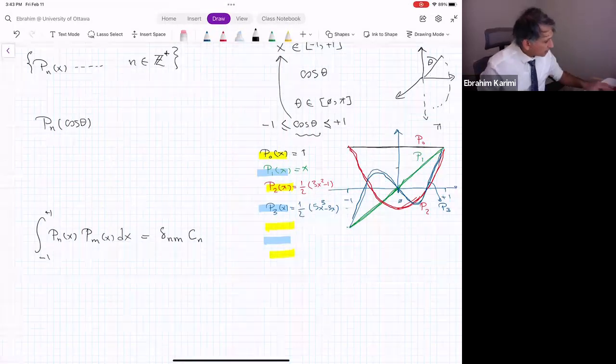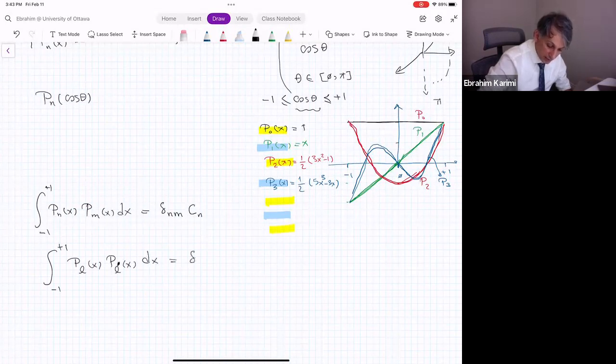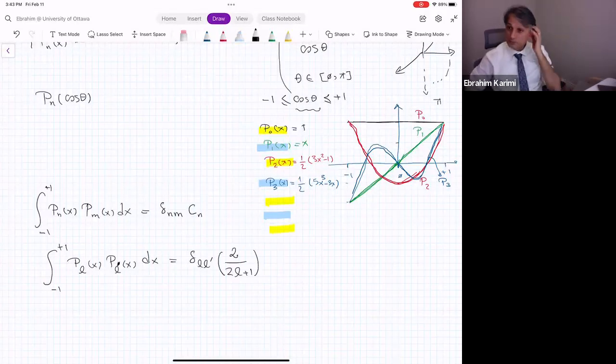So let me look at the relationship, and we'll tell you what is the orthonormality that you get for Legendre polynomials. Remember this, from -1 to +1, it's easy mathematics to do. If you have P_L of x and P_L prime of x dx, remember that's L prime, that will be delta of L L prime. And then as a coefficient, you will have 2 divided by 2L plus 1. Okay?